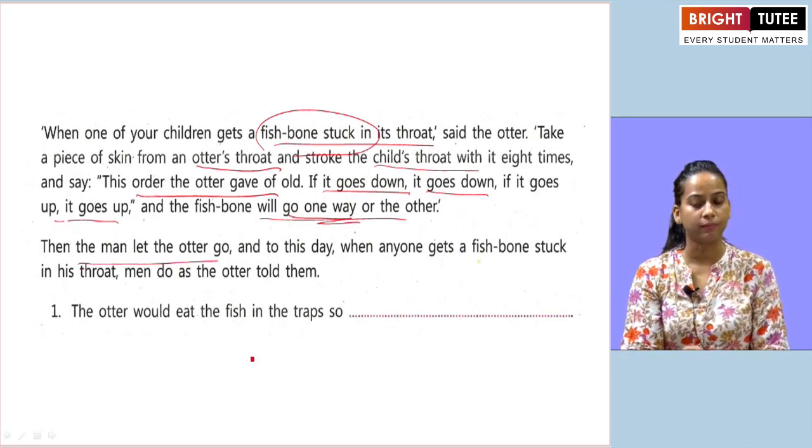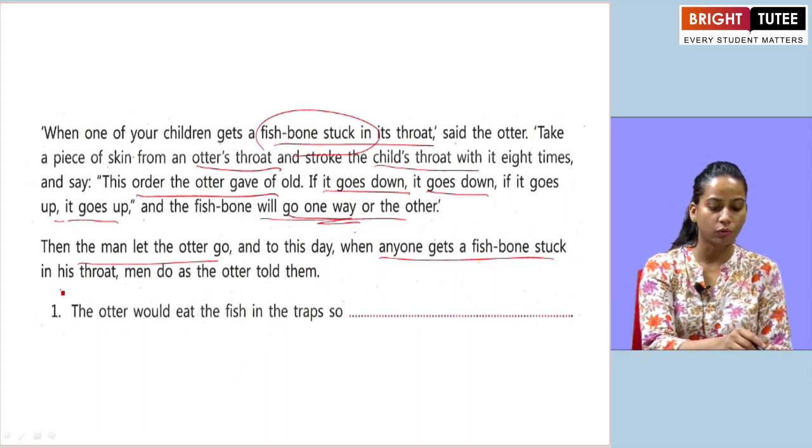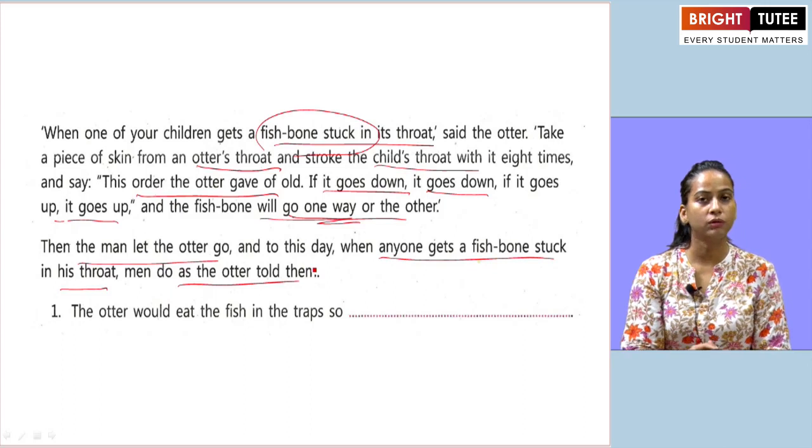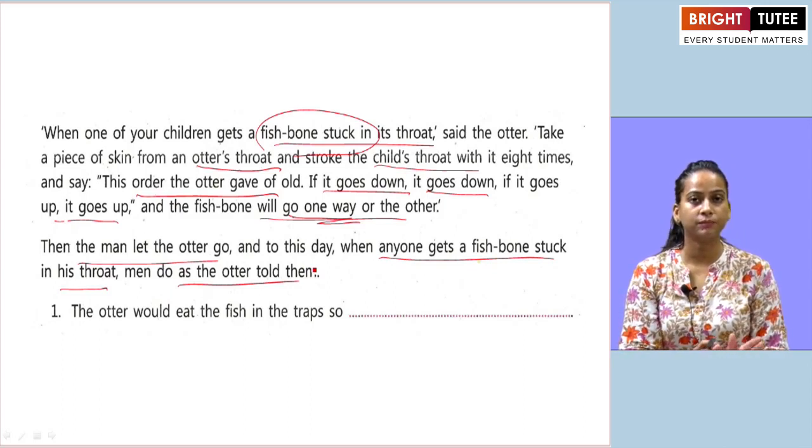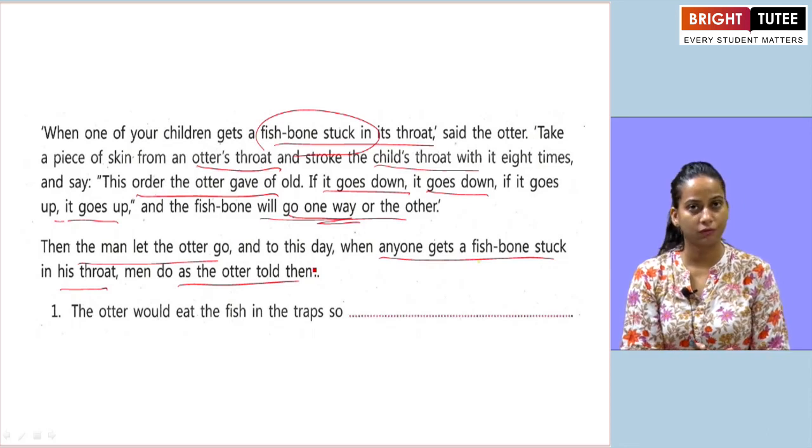And to this day, when anyone gets a fish bone stuck in their throat, men do as the otter told them. And this is something based on the proverb. We can say that people are still following this tradition. So this story was based on that.